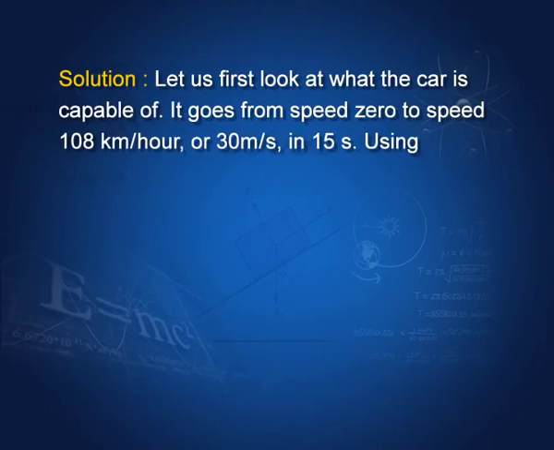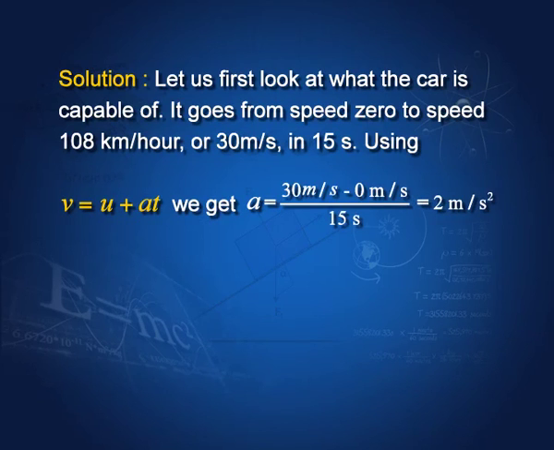Okay. So, let us verify the claim of your friend. We first look at what the car is capable of. It goes from a speed 0 to a speed of 108 kilometers per hour, that is 30 meters per second, in 15 seconds. So, we use v equals u plus a t and get a. a turns out to be 2 meters per second squared.